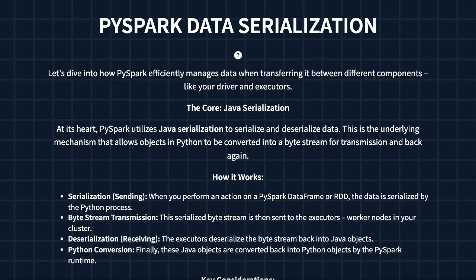Okay, let's talk about how PySpark handles data when it moves around, specifically how it makes sure your data gets from your main program, the driver, to the worker nodes. The secret is Java serialization. Basically, PySpark turns your Python data into a series of bytes, a byte stream, and sends it across the network. When it arrives at the executors, they reverse this process and turn those bytes back into usable data, allowing them to perform their tasks on that information.